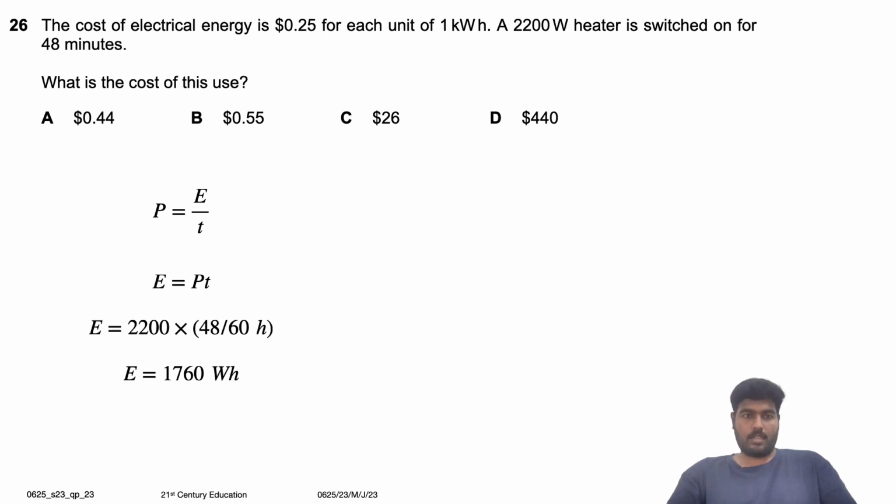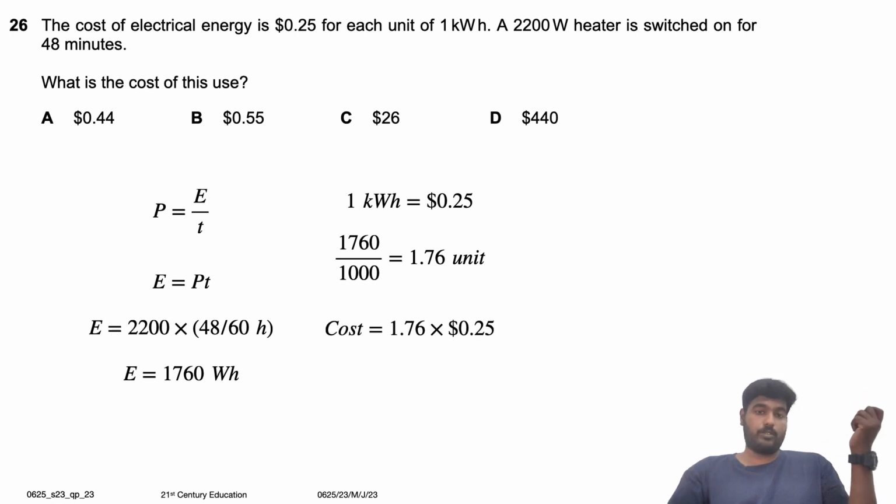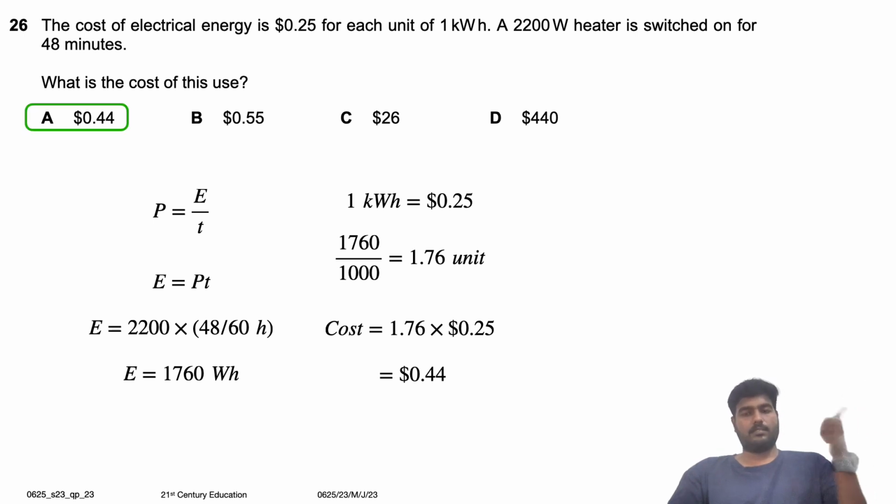Okay, now we got 1760 watt hours. For 1 kilowatt hour it's $0.25. For 1760 watt hours, how many kilowatt hours are this? Just 1.76 unit kilowatt hour. Okay, so 1.76 multiplied by 0.25, which gives us $0.44. Good.